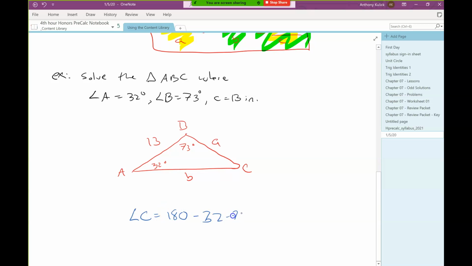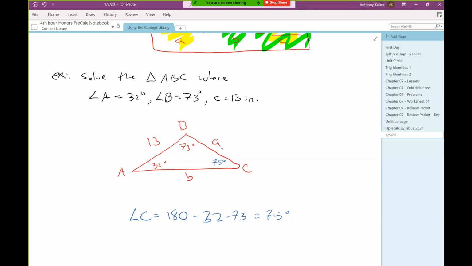Yeah, we know that all the angles in a triangle have to add up to be 180. So if I do 180 minus the other two, we get the value for angle C. Cool. That was not hard.